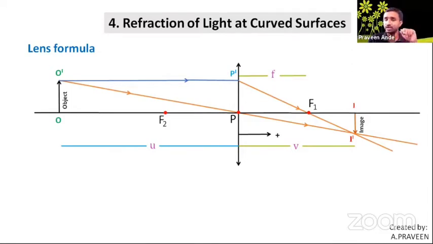Right? Then here, what about u? Object distance will be measured as negative because it is opposite to the incident light ray. These are the parameters I have explained in this. So here, the explanation of figure number 19 is completed.